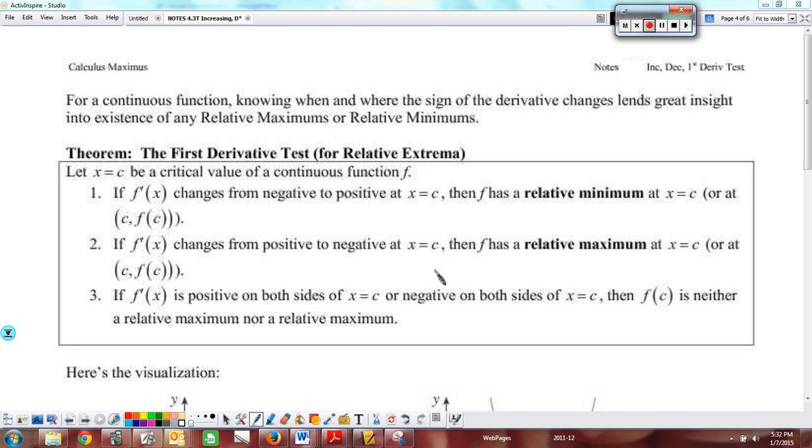Alright, so now what we're going to do is look at the first derivative test for relative extrema. Now recognize that what we've done so far in Chapter 4, if I want to find global extrema and I know that I have a function that is continuous on a closed interval, I would use EVT.